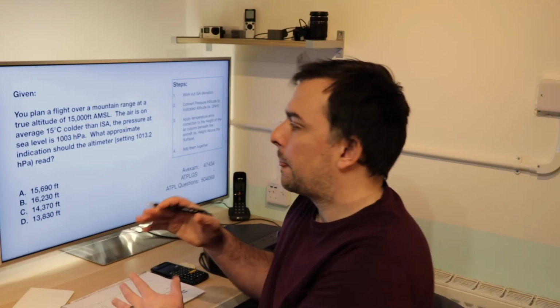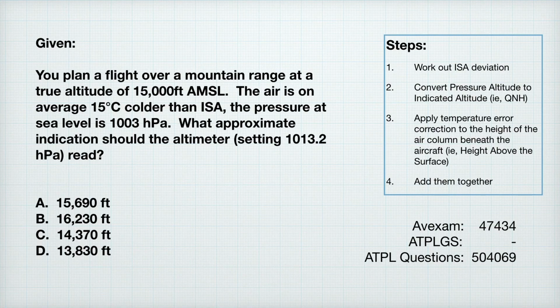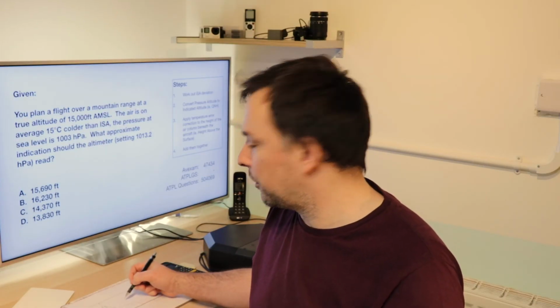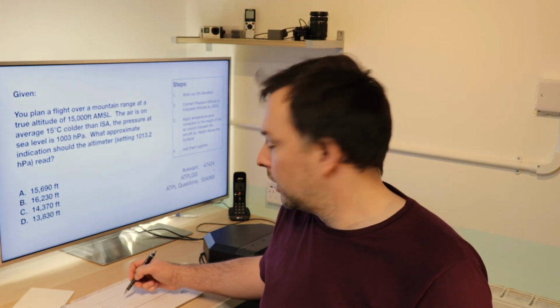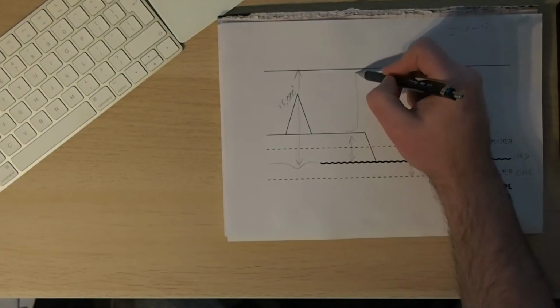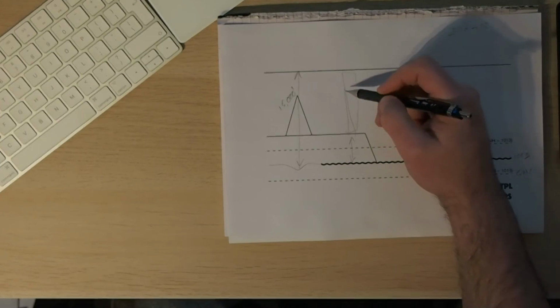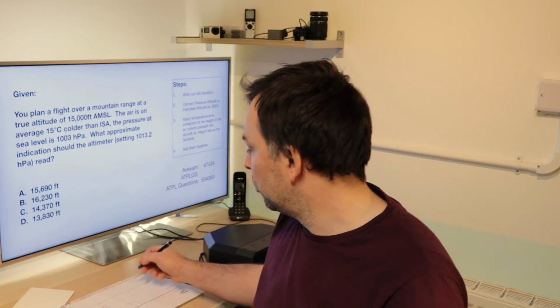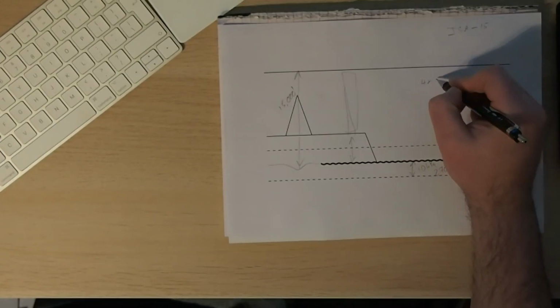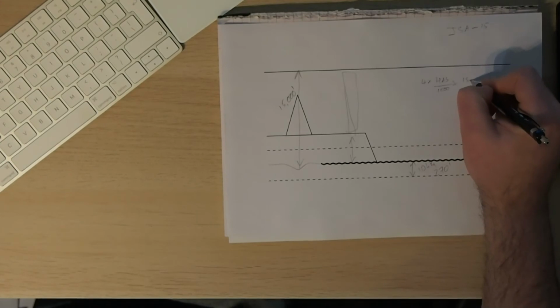And okay, there's one thing that is missing in this question. In all the other questions that we've looked at, we've had an elevation for the place that's been giving us our QNH. It's very difficult to do a temperature error correction if you don't have the height of the parcel of air that we're flying over. That's kind of frustrating. Normally we would do 4 times height above surface over 1,000 times our ISA deviation.